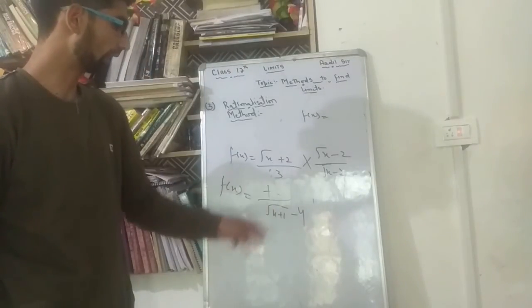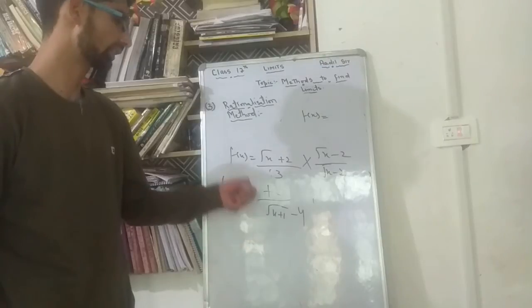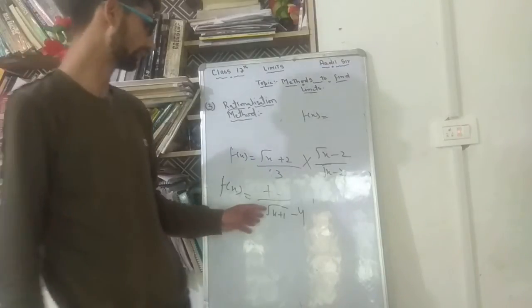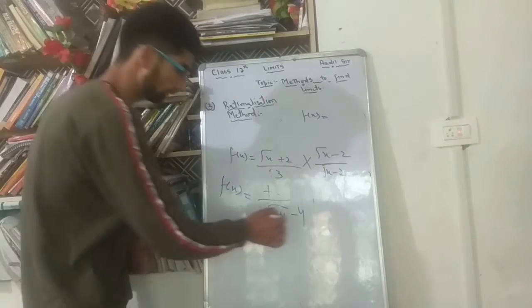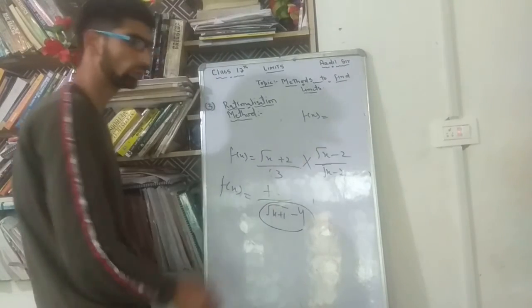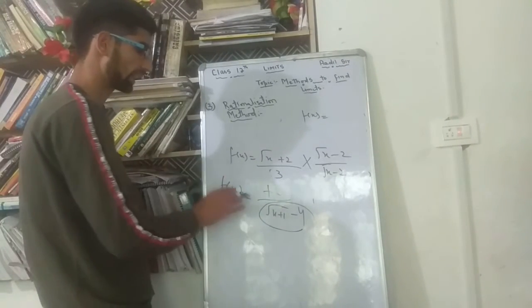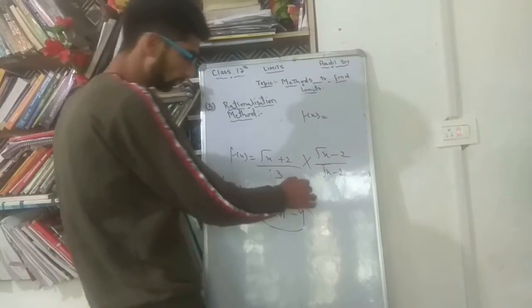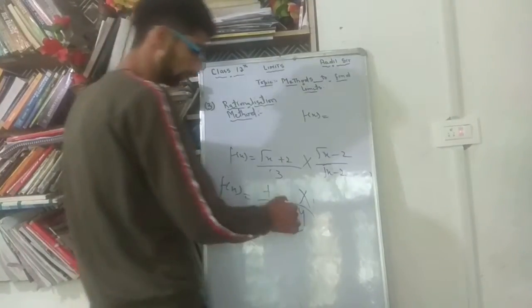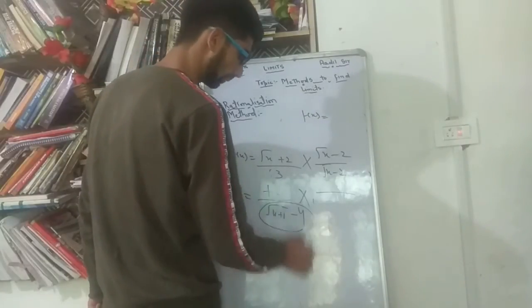No, beta. We have to make the rationalization in such a way that our function will get easy to solve. So here it is difficult for us to solve this denominator. So we have to make rationalization to this denominator. How can we rationalize this denominator? Beta, we have to multiply both numerator and denominator by the conjugate of this.